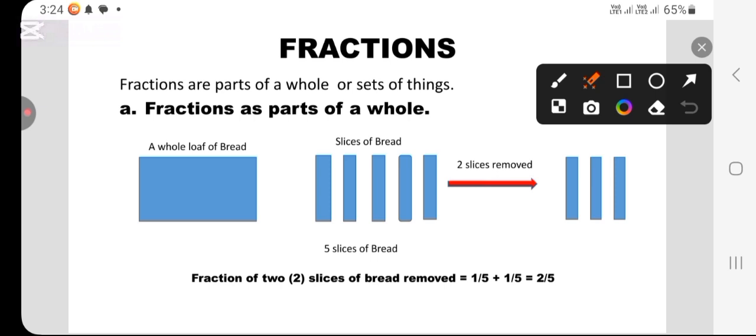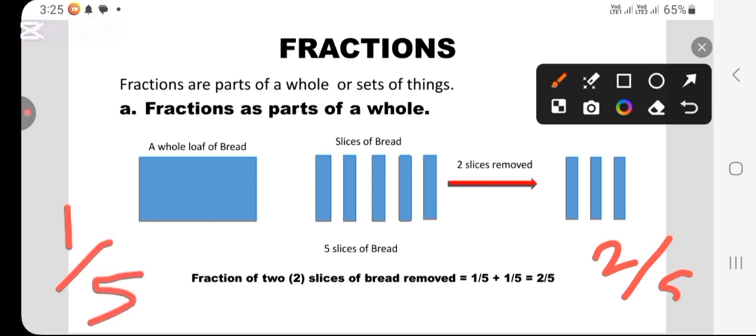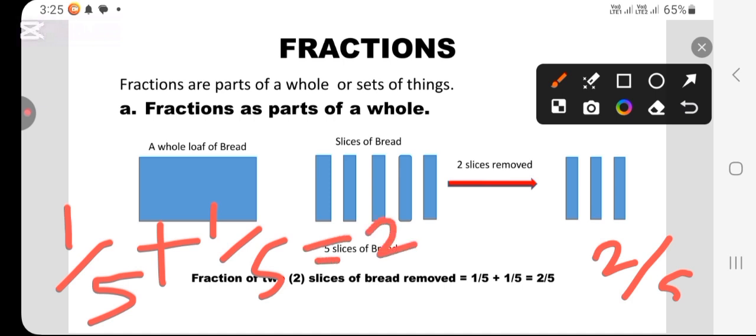So, what are the fractions of slices removed? The fraction of slices removed is 2/5. The fraction of a slice taken out is 1/5. The other slice taken out is 1/5. When you add them, it becomes 2/5. That's how you have 2/5, because 2 slices of bread were taken out.